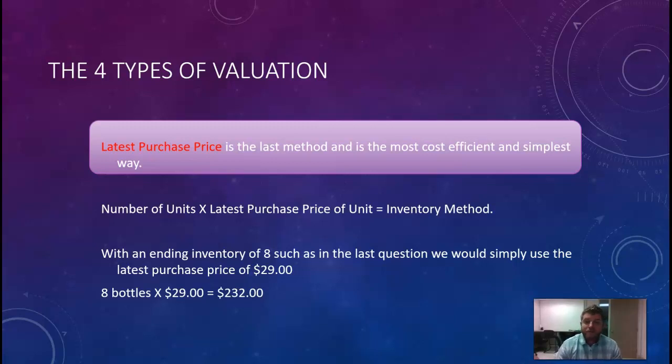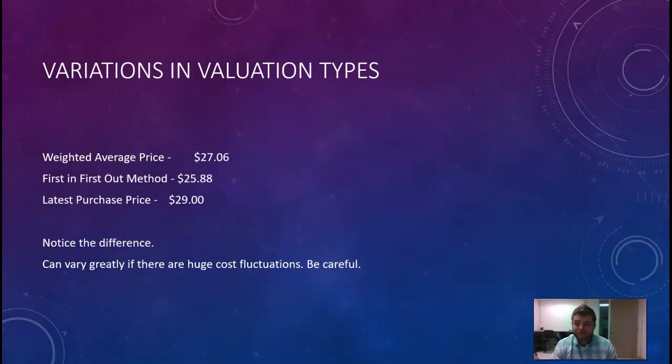Unless, and it could be wrong, but that's a very reasonable thing to assume. So latest purchase price is the easiest and the most cost efficient. As far as labor costs, having someone go through every single item and determine what the costs are, it just saves you a lot of money there.